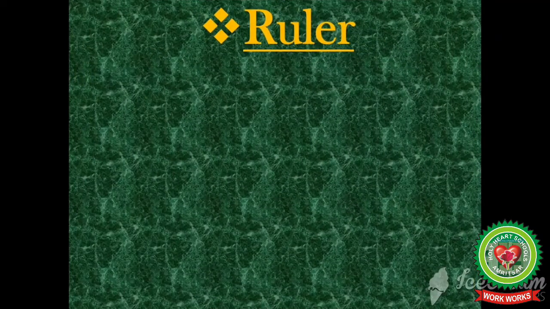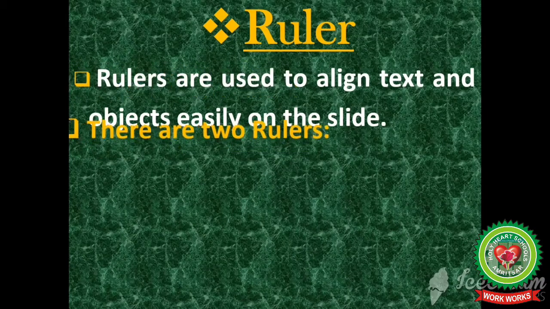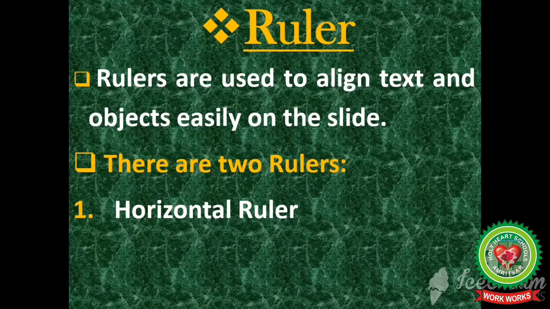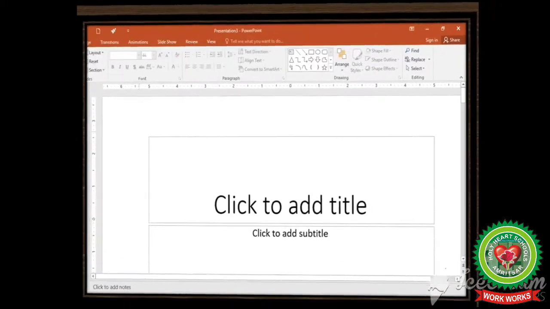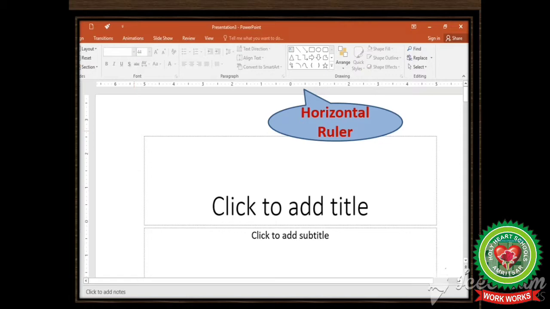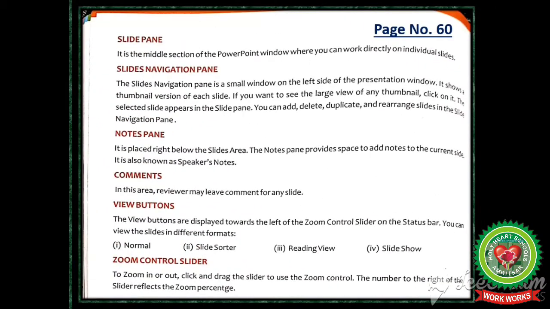The next is Ruler. Rulers are used to align text and objects easily on the slide. And there are two types of rulers. First one is horizontal ruler and second is vertical ruler. Students, see this figure. In this figure, this is horizontal ruler and this is the vertical ruler, and these rulers are used to arrange the objects on a slide.